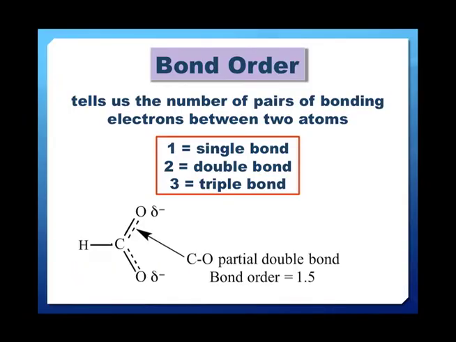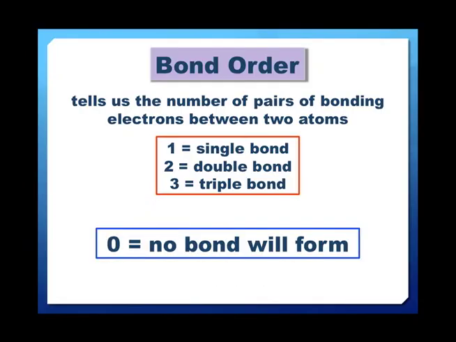There can be situations where there is a bond order between two integers, which would tell us that there are partial bonds present, such as is the case for molecules that have multiple resonance forms. And if the bond order is 0, that means a stable bond between the two atoms will not form. So, molecular orbital diagrams can tell us a lot about a molecule, including the strength of the bond between two atoms, which is dictated by the bond order.